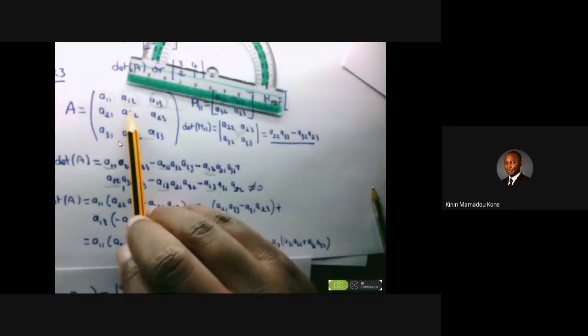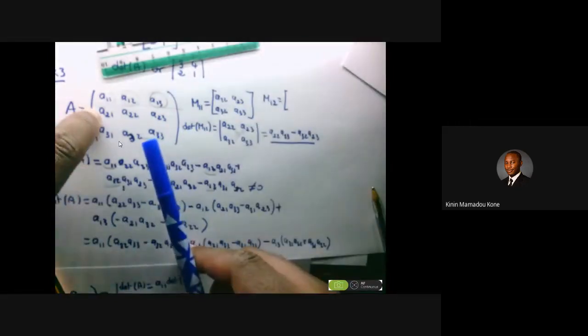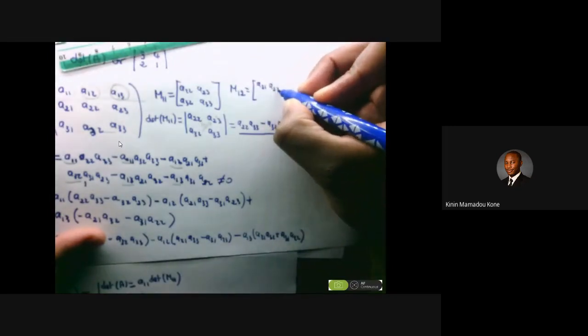The matrix M12 is obtained by eliminating the first row and then the second column here. So we have this matrix, and I'm going to enter the entries. The entries that we're going to have are this one, that one, and that one: A21, A23, A31, A33.